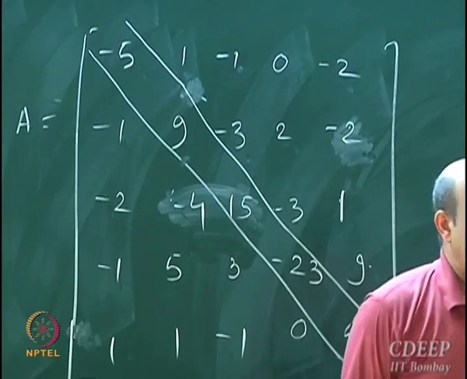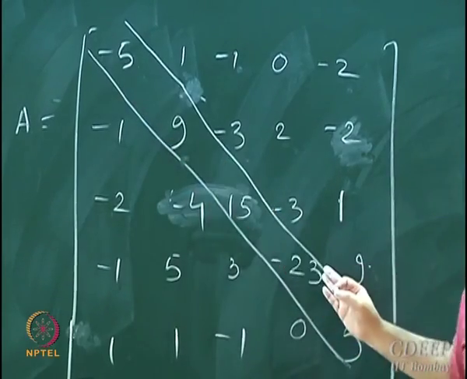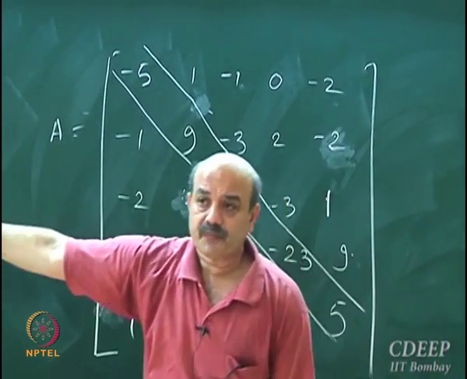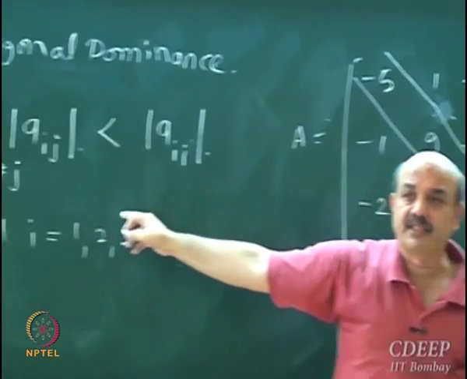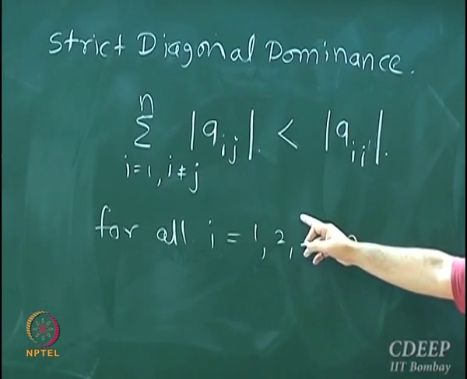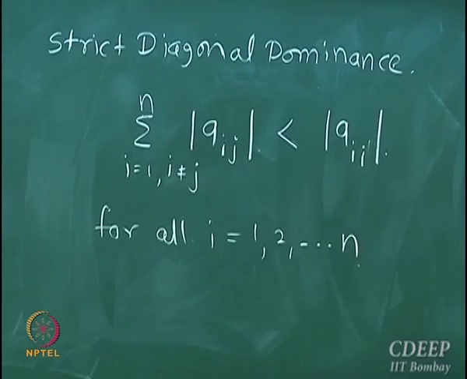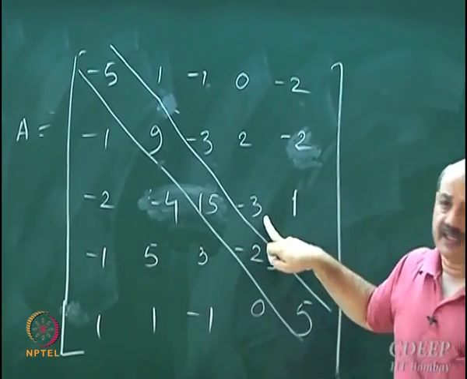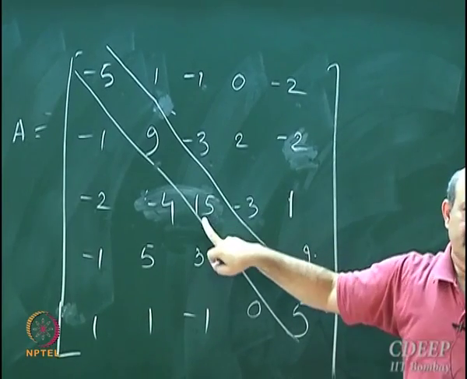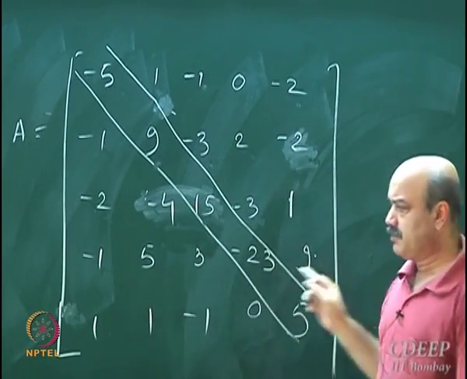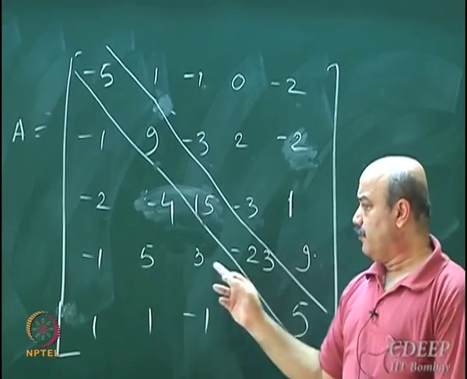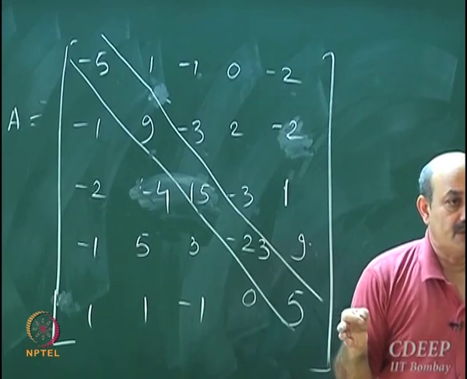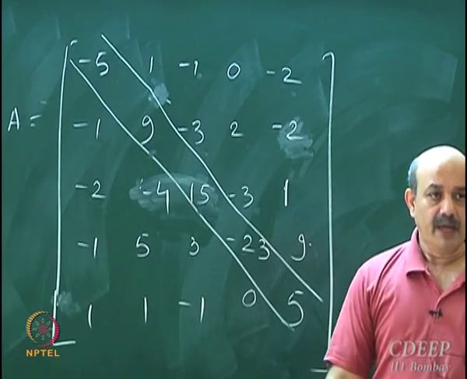I look at this matrix and its diagonal elements. This particular matrix will obey this condition. This is a strictly diagonally dominant matrix. Just look at this: 2 plus 4 plus 3 plus 1 is always less than 15. Same thing here: 5 plus 3 plus 1 plus 9 is less than 23. So I am taking absolute values.